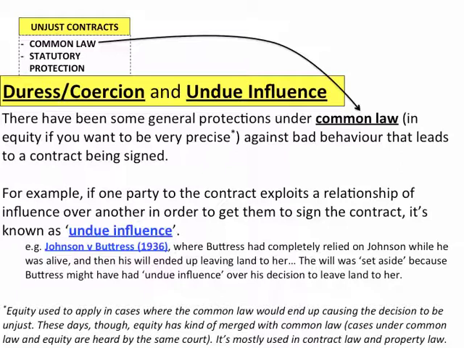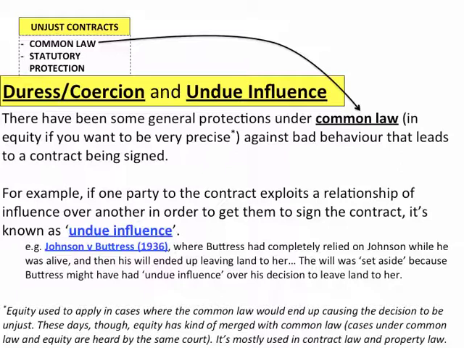So if you want to be really precise, you can say that there are equitable protections or general protections in equity, or at equity, if you want to say it like that. But most of the time it's just common law. Don't worry about it; it's fine. Anyway, people behave badly when they want someone else to sign a contract. So the person signing the contract needs to be protected.